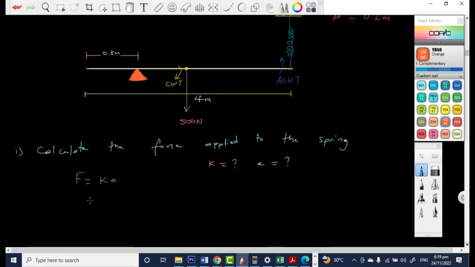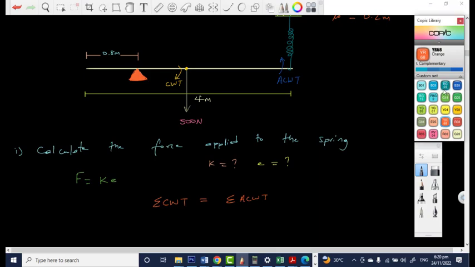Since we're looking at moments, we're going to consider the principle of moments because this system is in equilibrium. By the principle of moments, the sum of the clockwise moments about a point is equal to the sum of the anti-clockwise moments about that point. Here we have a clockwise moment due to the weight of the plank, and an anti-clockwise moment due to the force along the spring.